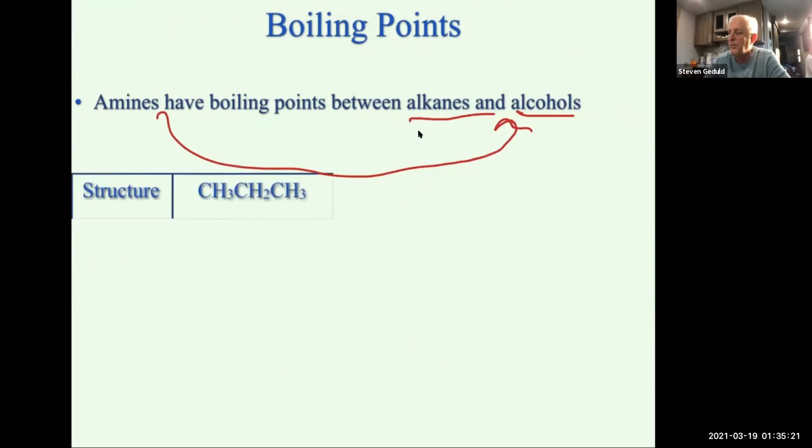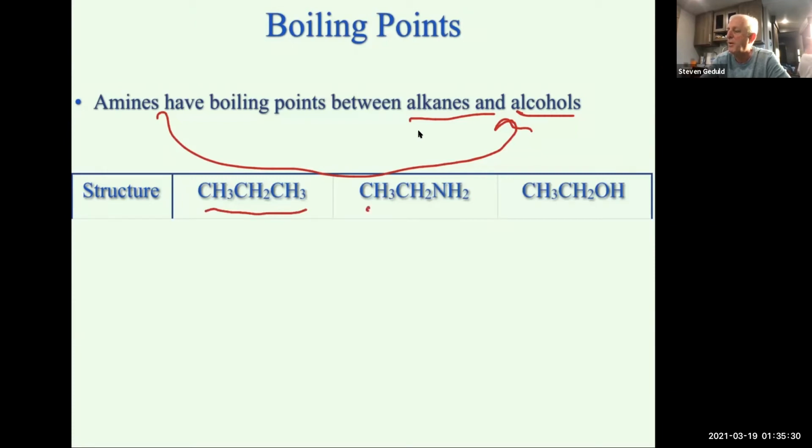Structure of amines. Okay, each one's individual here. All right, so this is an alkane. This is a primary amine. This is an alcohol. Okay, and we're going to compare it.